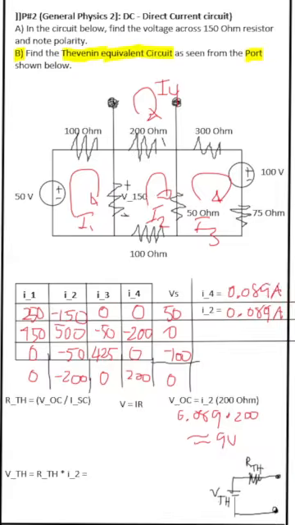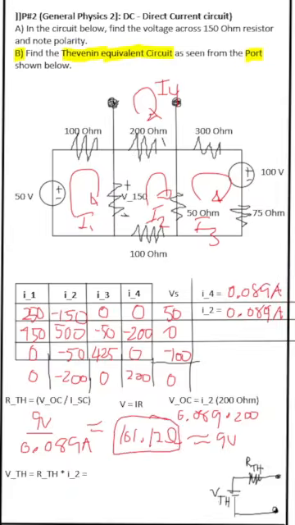And then we're going to calculate the Thevenin equivalent resistance, which is the open circuit voltage, 9 volts, over the short circuit current, which is 0.089 amps. And this gives you about 101.12 ohms for the Thevenin resistor.